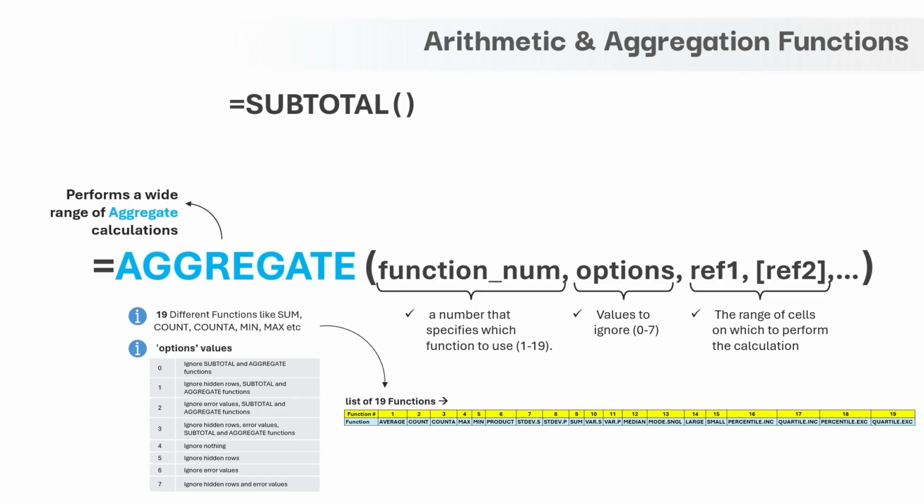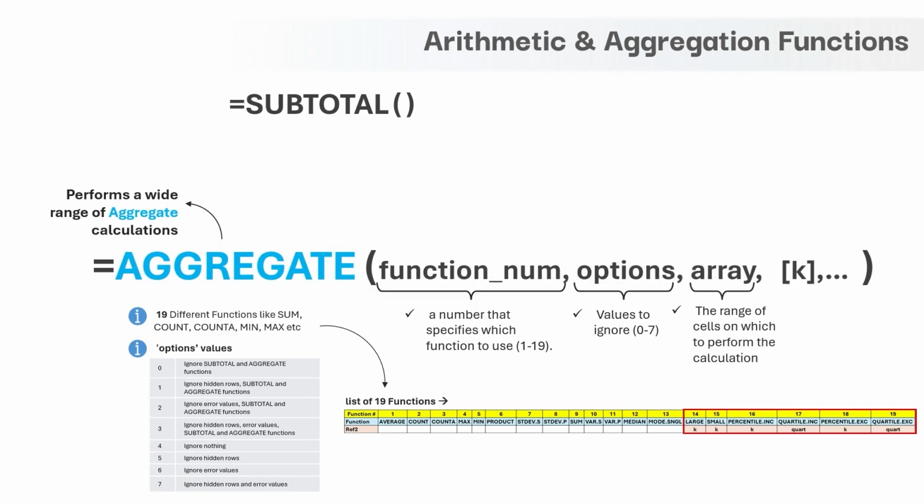One important aspect of the aggregate function as compared to subtotal is that it also includes a few important functions like large, small, percentile, quartile, etc. And obviously, these functions demand an additional argument k, which helps to get different outputs like the second largest value, fourth smallest value, etc. And this is when the second version of the aggregate function comes into play. The array argument takes the range of cells as input, and the argument k can be used if we plan to use functions like large, small, percentile, quartile, etc.